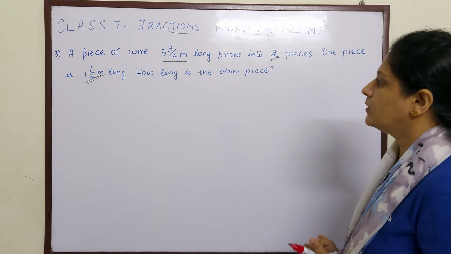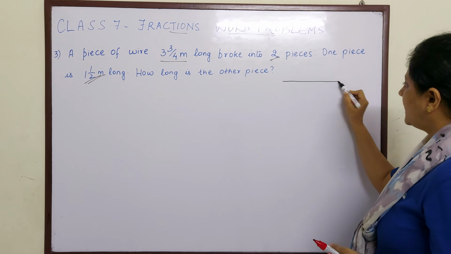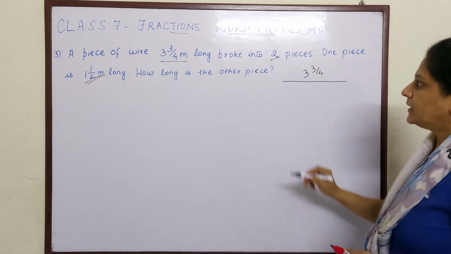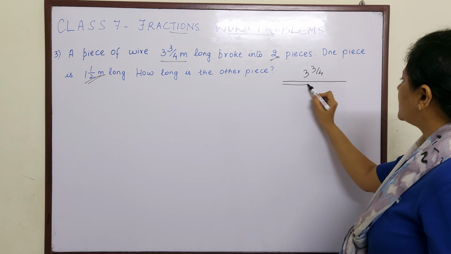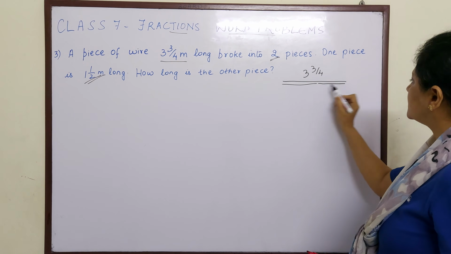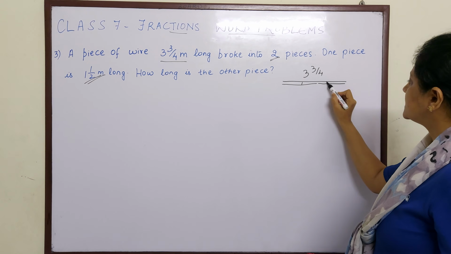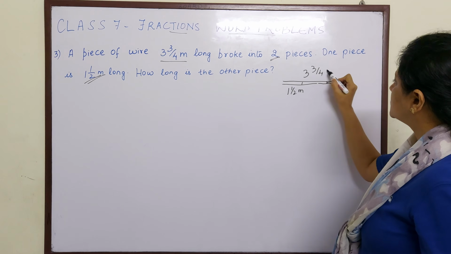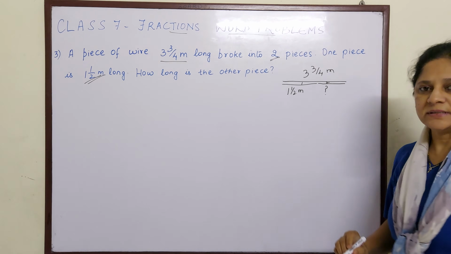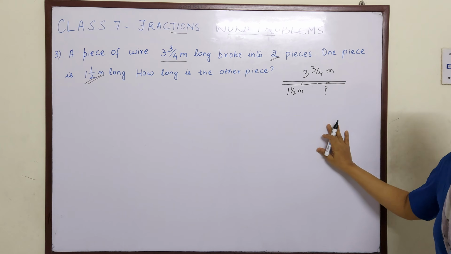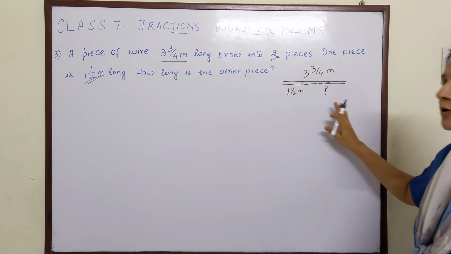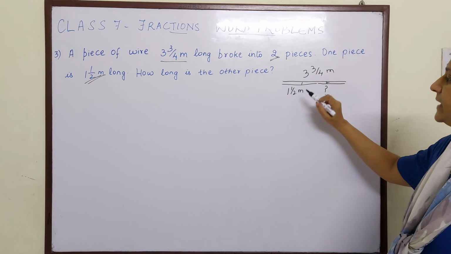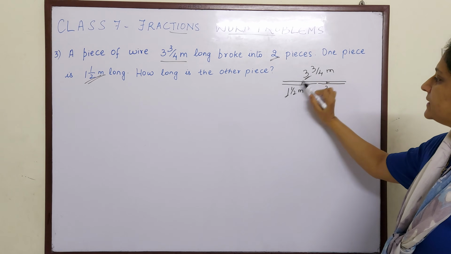Now here they have told that there is a piece of wire, children, and that it is 3 3/4 meter long. Okay. Now it is broken into two pieces. So let us understand that the broken pieces are these. This is the first piece and this is the second piece. One piece is 1.5 meter long. So what is the other piece? So always in your rough diagram, you understand the question, draw the diagram accordingly and you will know, children, what to do.